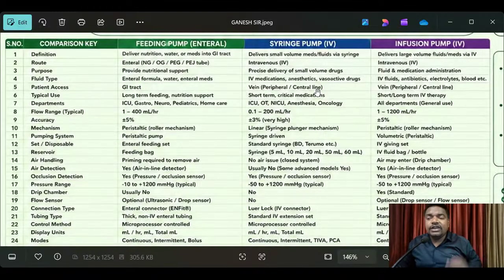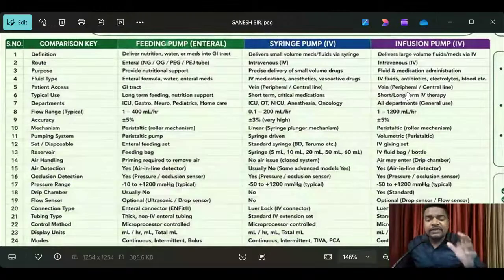At the end of the day, you will be a master of this biomedical engineering. Now, patient access. When it comes to the infusion pump, see here: vein, peripheral and central line. Maximum points, both infusion pump and syringe pump are very similar, but with little variations. Try to keep those points in your mind.